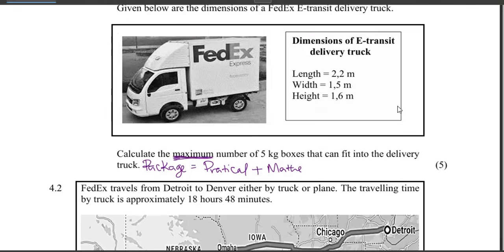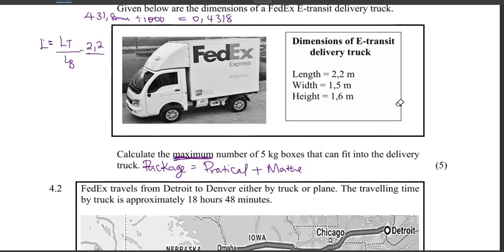On the long side, if you've packed them, that means the length of the truck divided by the length of the box. The length of the truck is 2,2 divided by the length of the box. These are meters. Remember, we already changed 431,8 millimeters to meters and we got 0,4318. So we shall do the same here.